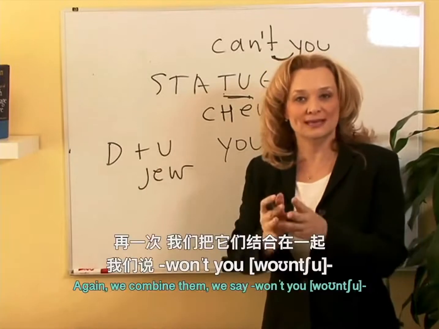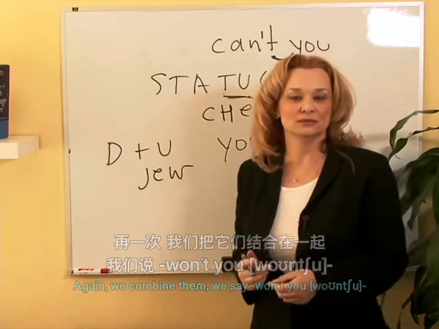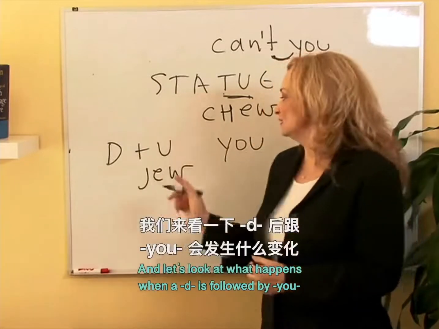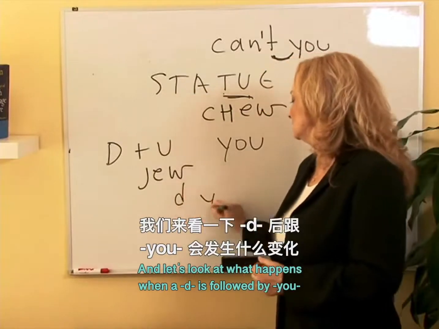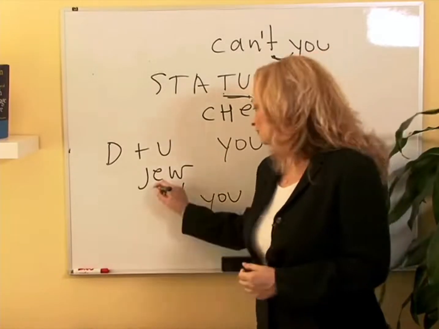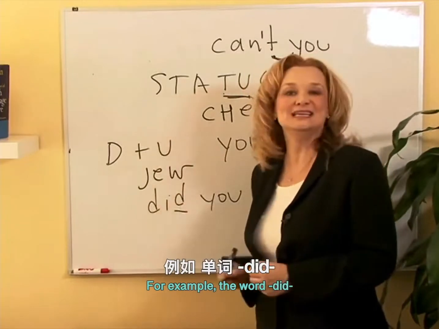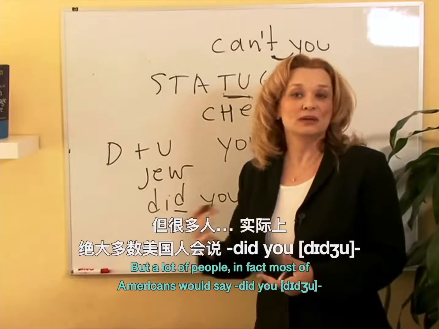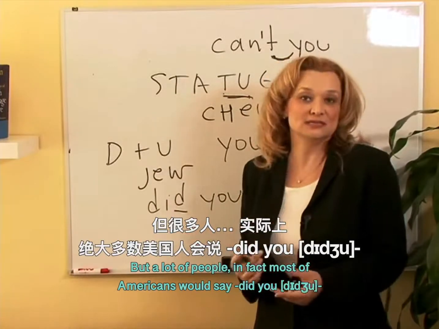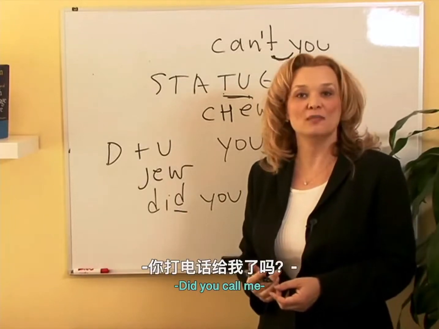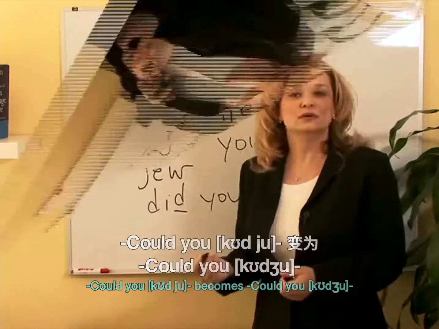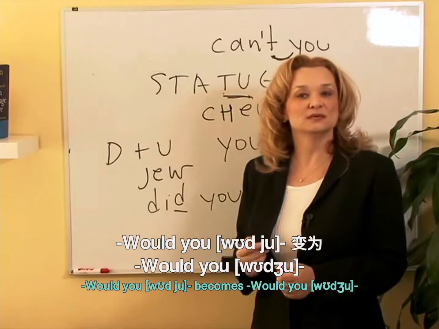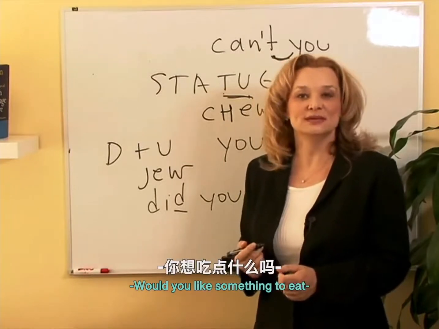Won't you? Again, we combine them and we say won't you? Why won't you come? Why won't you help me? And let's look what happens when a D is followed by U. For example, the word did. We don't say "did you." Some people might say "did you," but a lot of people, in fact most Americans, will say "didja?" Did you go? Did you call me? Did you do it? Could you becomes "couldja." Would you becomes "wouldja." Would you like something to eat?